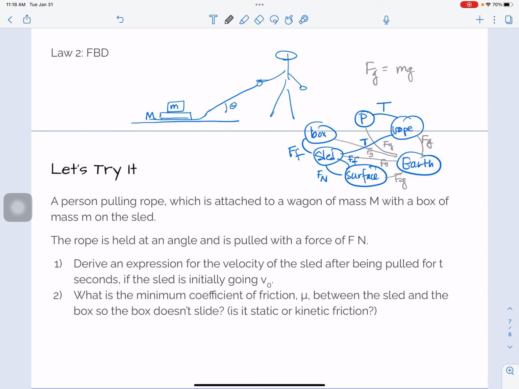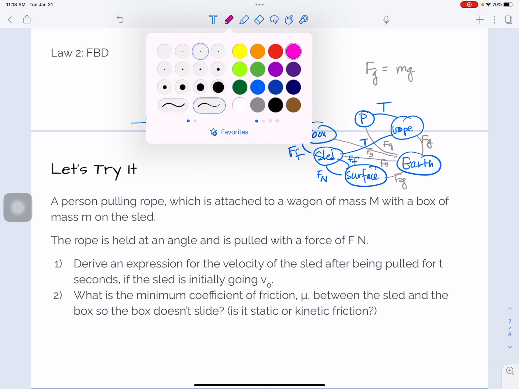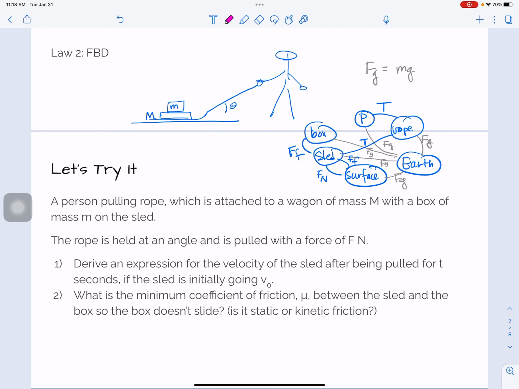We need to do a free body diagram, but in order to do a free body diagram, we need to know which object we're talking about. So it's impossible to do a free body diagram for the entire schema. A free body diagram visualizes the net force acting on a single object. So for number 1, it asks about the sled, and so that is what I'm going to do. Free body diagram for the sled. Dot represents the sled.